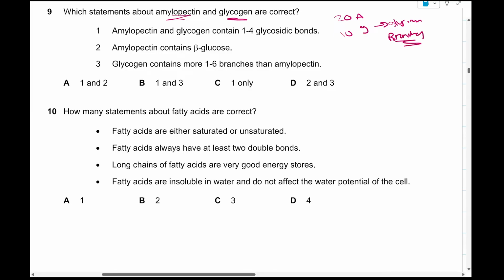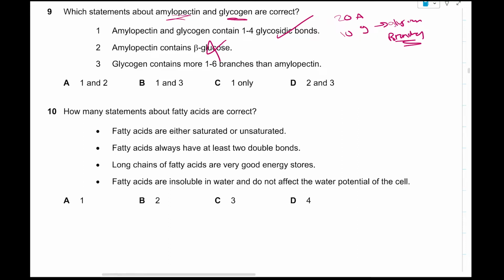Now let's see the suggestions that we have here. 1. Amylopectin and glycogen contain 1 to 4 glycosidic bonds. Yes, this is correct. They both contain 1 to 4 and 1 to 6 glycosidic bonds to form the branches. 2. Amylopectin contains beta-glucose. This is incorrect. Both of them contain alpha-glucose monomers.